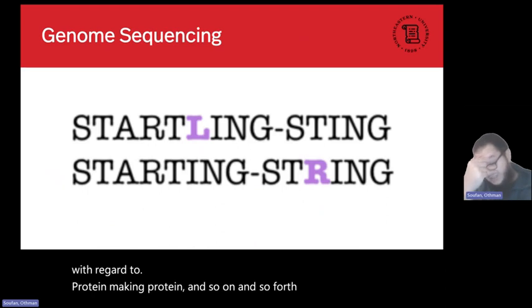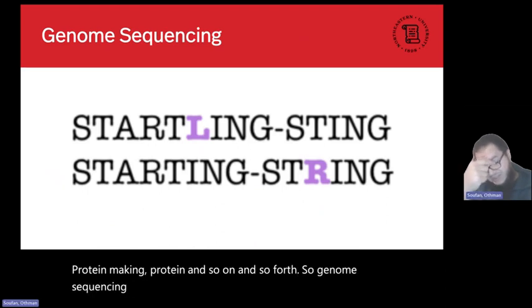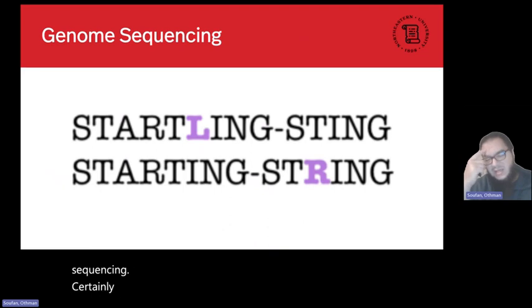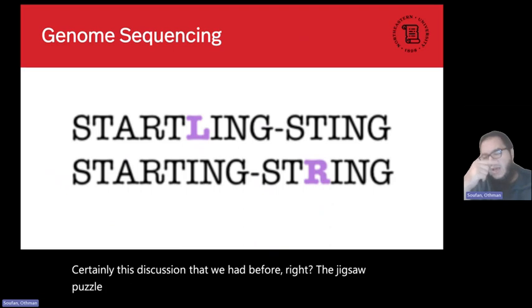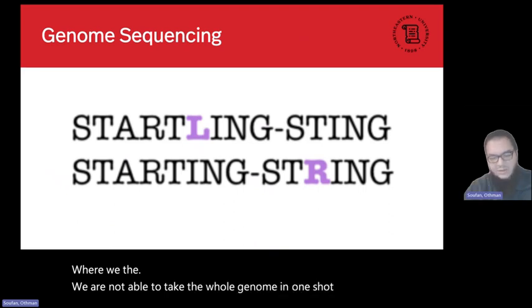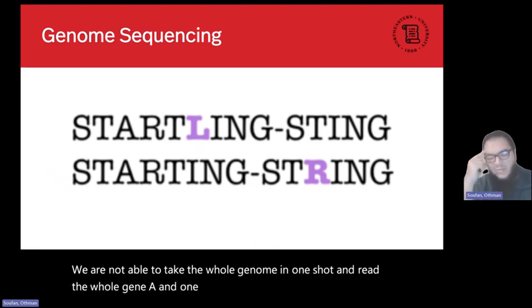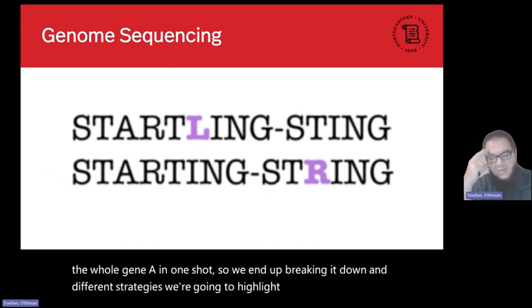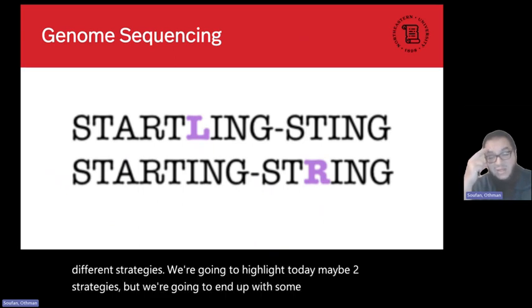So genome sequencing is certainly this discussion that we had before, right? The jigsaw puzzle, where we are not able to take the whole genome in one shot and read the whole DNA in one shot. So we end up breaking it down in different strategies. We're going to highlight today maybe 2 strategies, but we're going to end up with some reads.